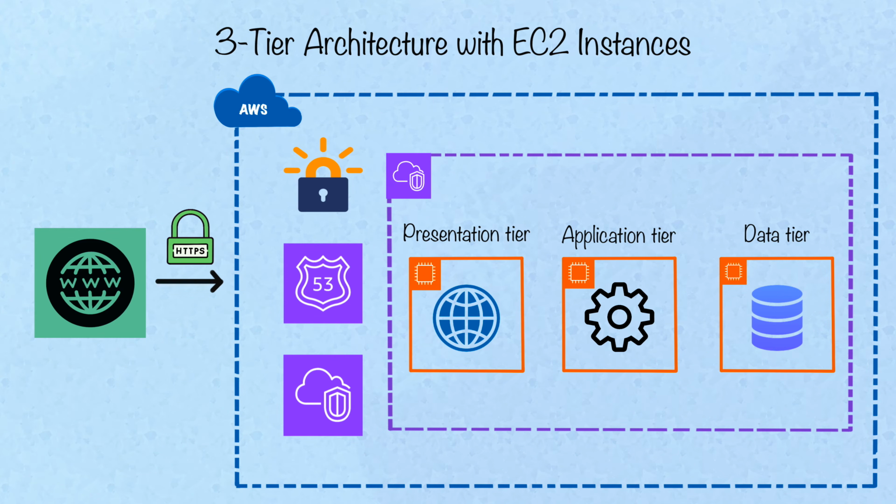A 3-tier architecture keeps your application organized, secure, and ready to grow. In this video, we'll be building one on AWS using React.js, Node.js, and MySQL. By the end of this video, you'll have a fully functional 3-tier architecture on AWS, ready to host your React.js application. So, whether you're a beginner or a seasoned developer, this video is packed with valuable information to get you started with building secure and scalable applications on AWS. So, let's get started.